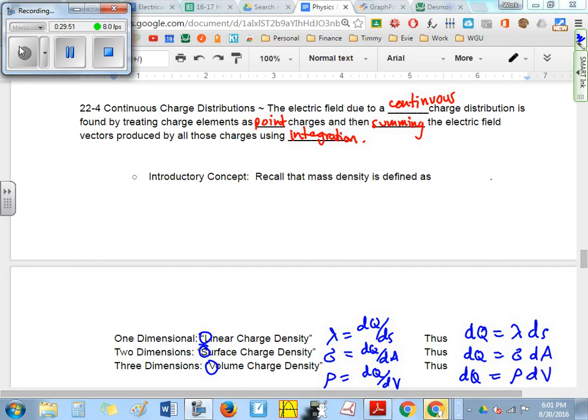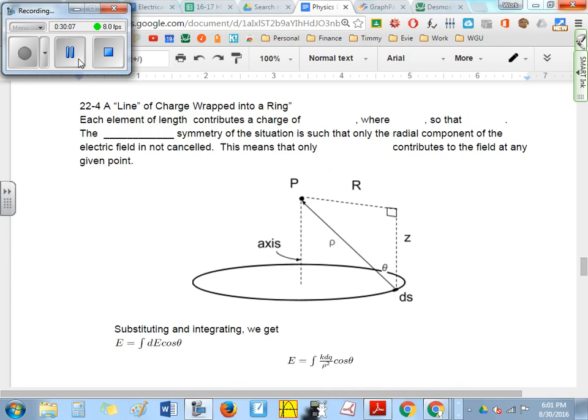Okay, now that we have our three types of charge densities, anytime we see a dq, we can replace it with either lambda ds, sigma dA, or rho dV, depending on if it's a one-dimensional, two-dimensional, or three-dimensional situation. Now on to our first example of a continuous charge distribution. We're going to talk about a ring of charge.